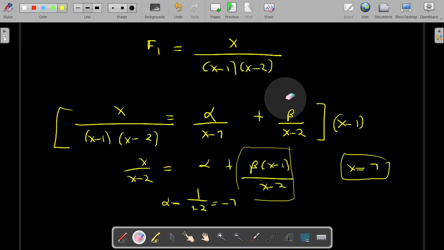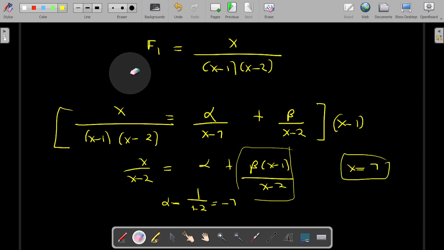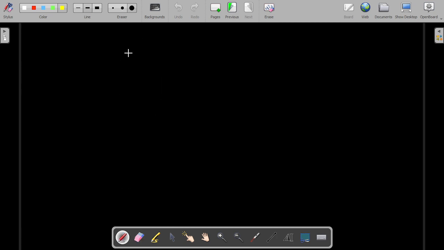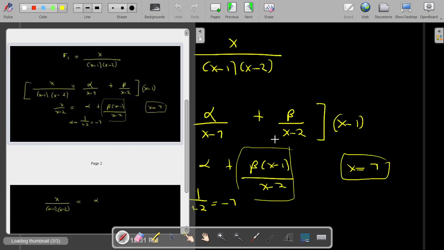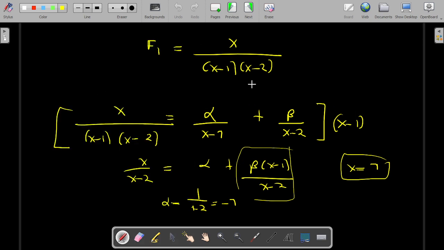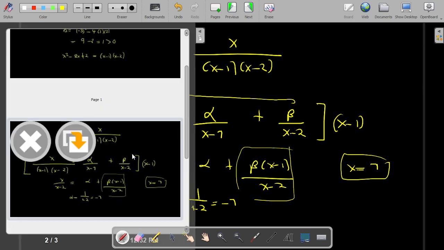We now try to compute the value of beta, right? Now we're going to rewrite this expression on another page. So here we're going to say, now our f1 is going to be x divided by x minus 1 times x minus 2, and this is equal to alpha. Basically, what we've done is we've gotten this expression here, and I'm going to call this expression star. So we've gotten this expression star, and now we want to compute the value of beta.